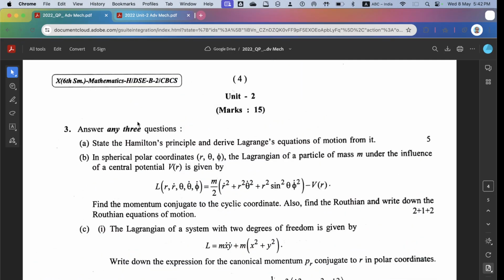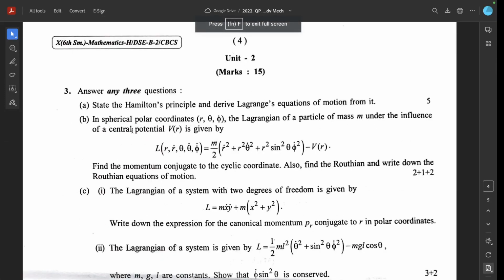Next question, 3b. In spherical polar coordinates r, theta, phi, the Lagrangian of a particle of mass m under the influence of a central potential V(r) is given by L = m/2 (r dot squared + r squared theta dot squared + r squared sin squared theta phi dot squared) minus V(r). Find the momentum conjugate to the cyclic coordinate. Also find the Routhian and write down the Routhian equations of motion.